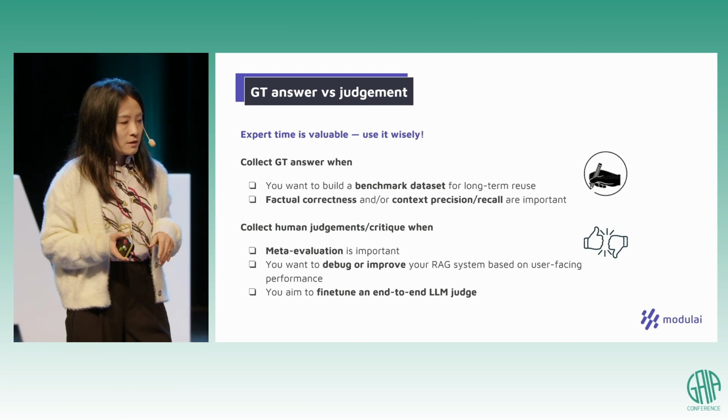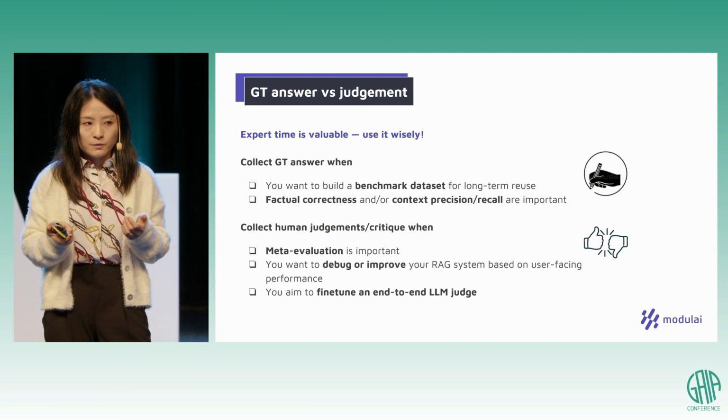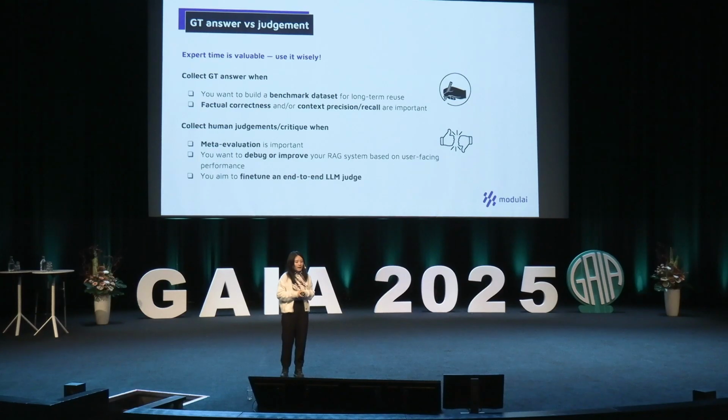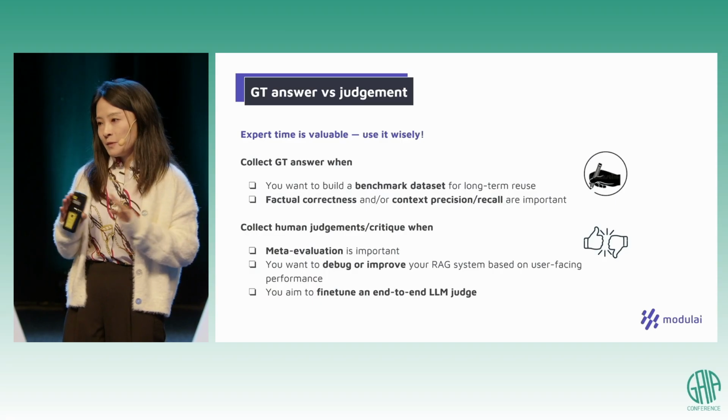If you want a benchmark data set for long-term reuse, something reliable and repeatable, then you would need ground truth answers. And if your business cares a lot about actual correctness, then you cannot get away from having ground truth answers as well. You can potentially get answer relevance, as we showed before with the end-to-end LLM judge, but considering something relevant is different from judging whether it is correct, because a response could be relevant but still wrong. And if your business cares a lot about the quality of the evaluation, then you would need to collect human judgments to compute this agreement score.